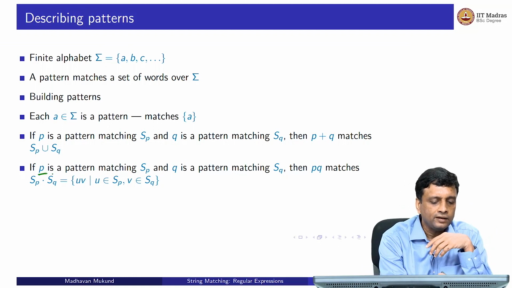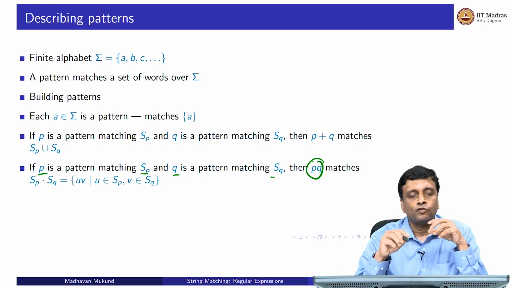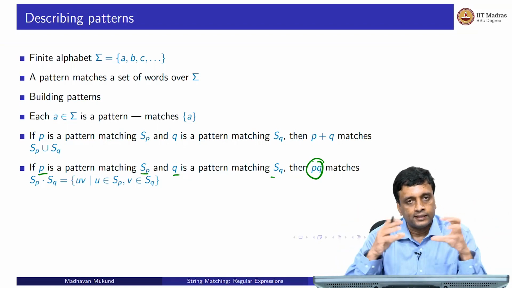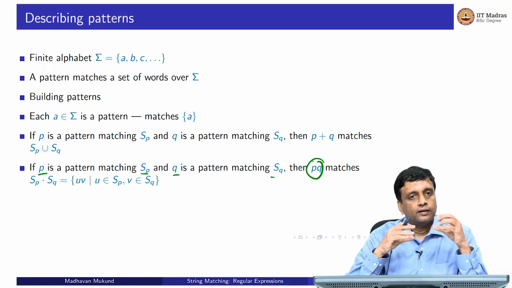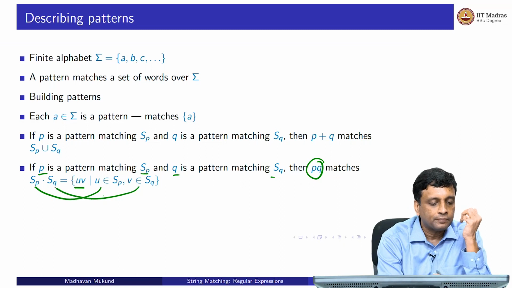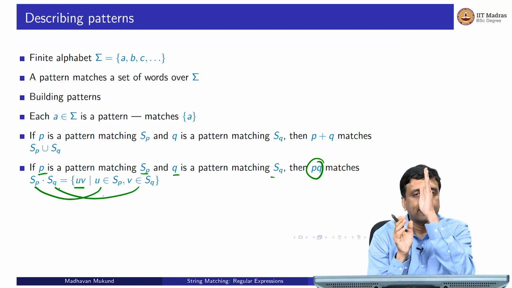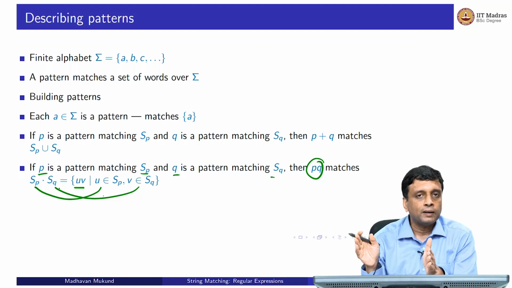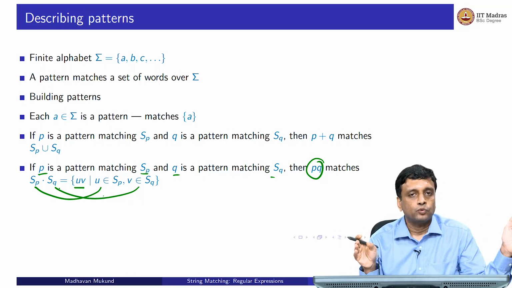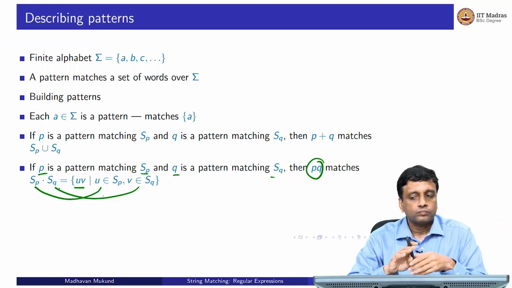So if I have P which matches a set and Q which matches a set, and I take a pattern of the form P followed by Q, I concatenate the patterns, right? Then it will match the set of words which decompose into the first part being from SP and the second part being from SQ. So it will match a concatenated word where I can split the word so that the first part matches P and the second part matches Q. Any word which can be split that way matches the pattern PQ.